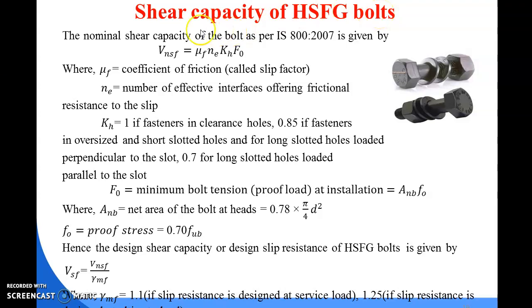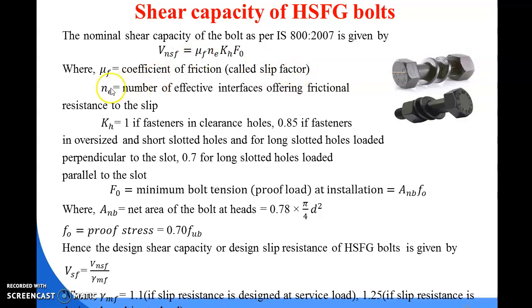First of all, you have to calculate the nominal shear capacity of the bolt as per the IS 800-2007 code. Your nominal shear capacity is denoted as VNSF. Okay. So your VNSF equals μf ne Kh F0, where μf equals the coefficient of friction. It is also known as the slip factor of the HSFG bolt.